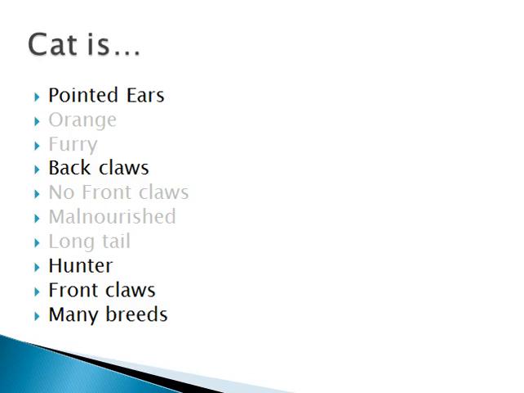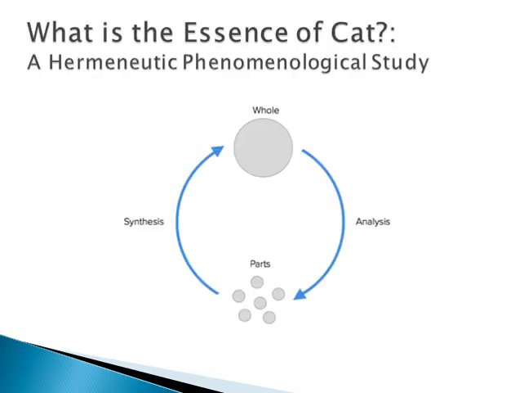So let's look at Heidegger. Let's do a hermeneutic research study. And what would our research and our analysis look like? Would it be different? Yes, it would be. So we're again going to look at what is the essence of cat. And we are going to use the hermeneutic circle for this endeavor. So we do have a pre-understanding of cat.